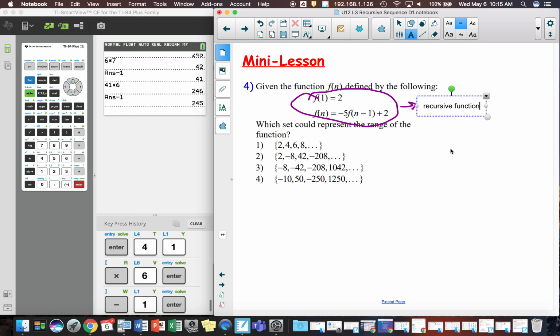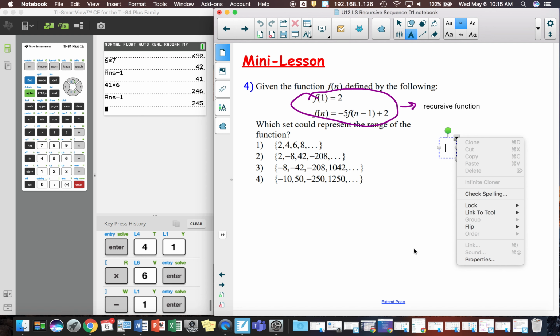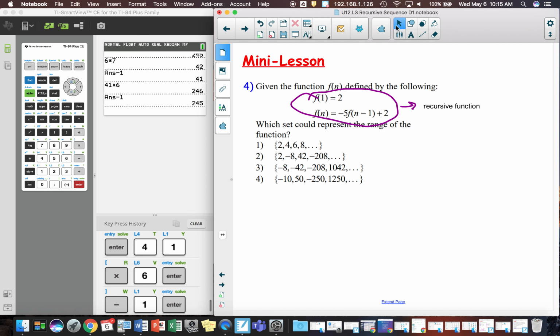Okay. Very important. Now that we know that this is a recursive function, it says which set could represent the range of the function. All they're trying to ask here really is, if I follow this rule, what numbers will I get? Okay. First thing, they're saying f of 1 is equal to 2. But remember, f of 1 is my first term.